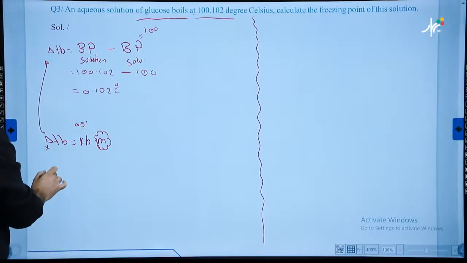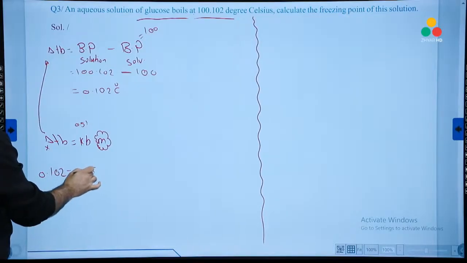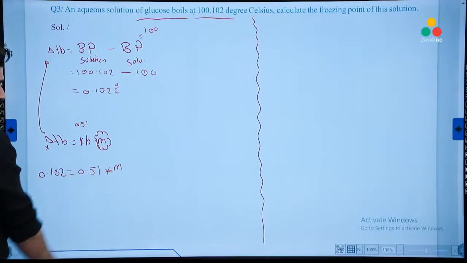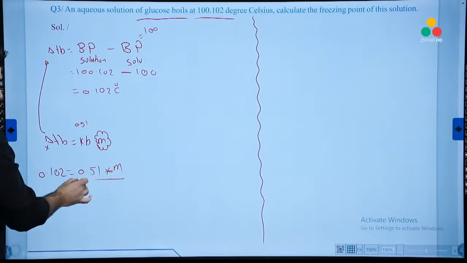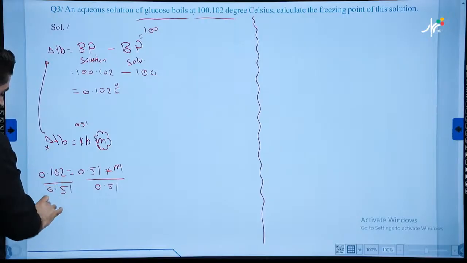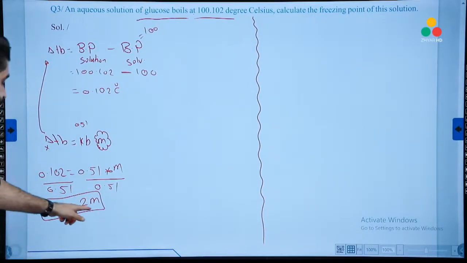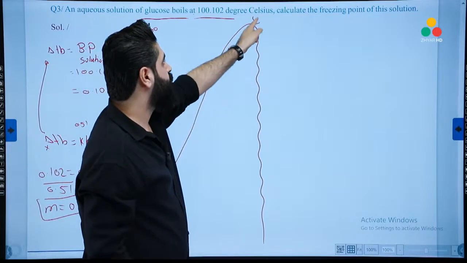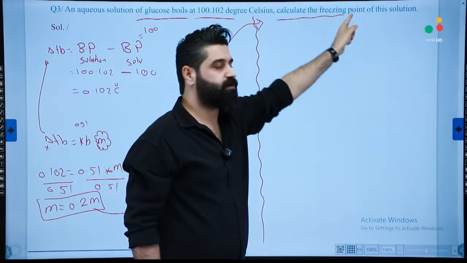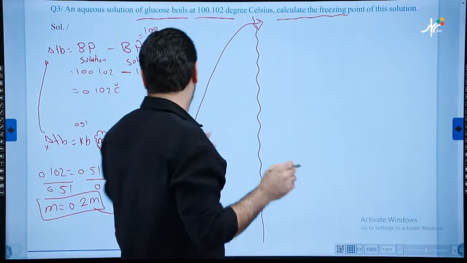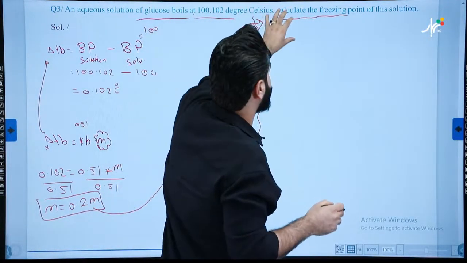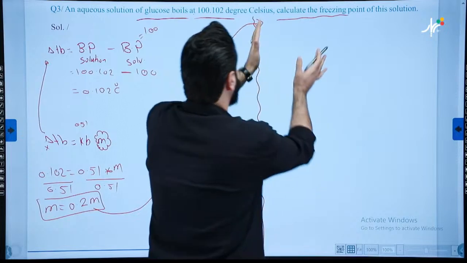Now substitute this here. 0.102 equals 0.51 times molality. We need this. So divide both sides by 0.51. Now molality equals 0.2 molar. Very easily. Okay. Now we can bring molality to here to calculate freezing point of solution. Let's use the calculated molality in the calculation of the freezing point of solution. It's time for the unknown.